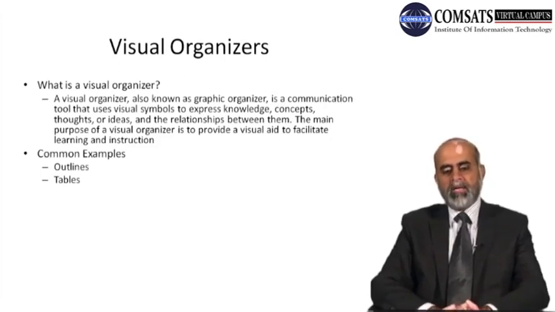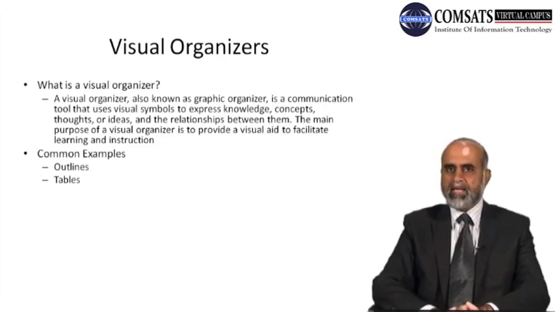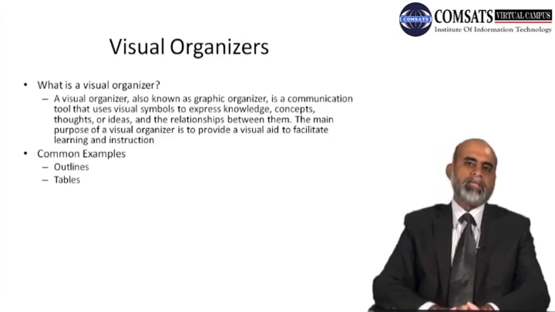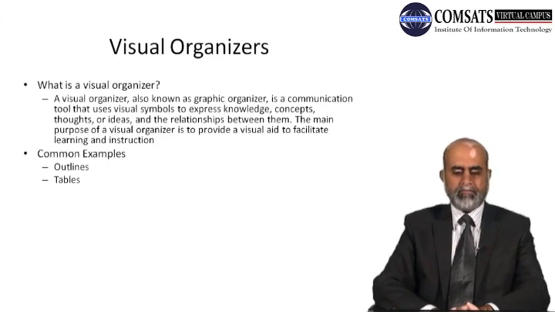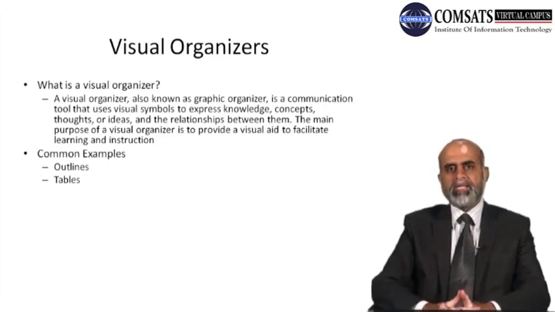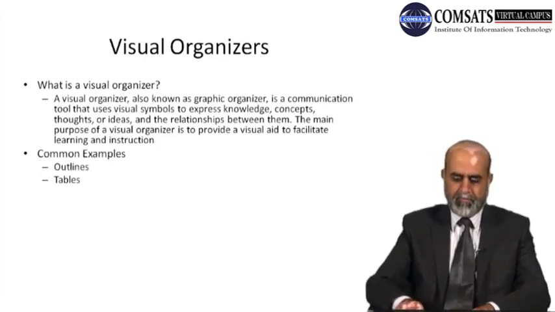Okay, tables. Tables are another common example of a visual organizer. Very often we present information or data in the form of a table. Very common examples could be a timetable, a schedule, a flight schedule, periodic table, or table of contents in a book. So we can have various kinds of tables in order to present information visually or graphically.